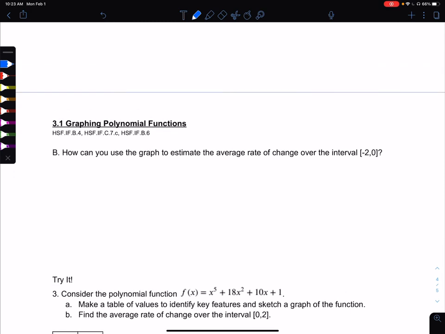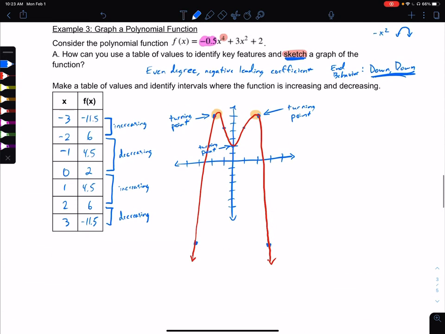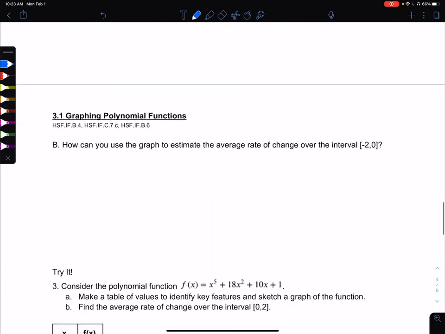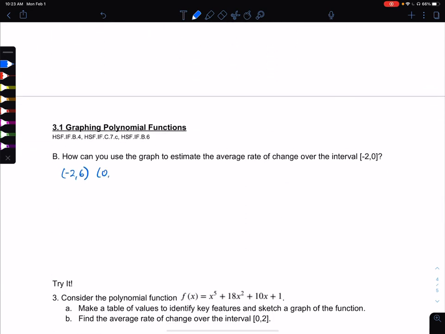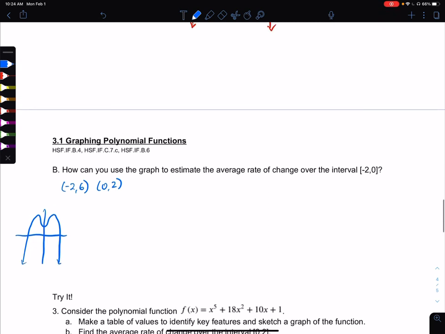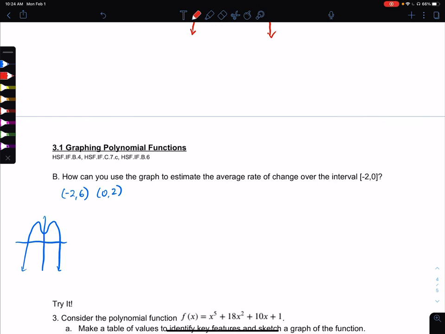How can you use the graph to estimate the average rate of change over the interval -2, 0? So we're looking at the interval from here to here. All right, so these are the 2 points we want. We want to use the point -2, 6. So we have the point -2, 6 and 0, 2. I'm going to draw a really poor sketch of this graph. It looked something like this. They're looking for the average rate of change between here and here. All right, they want to know what this average rate of change was.